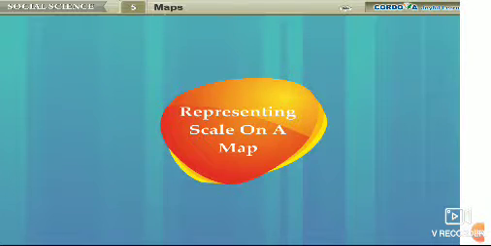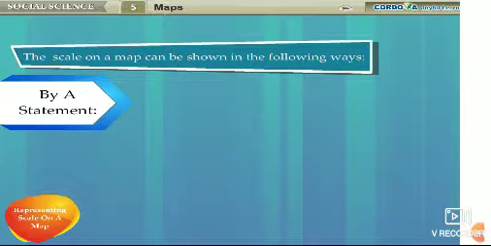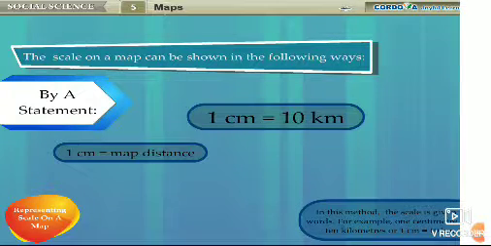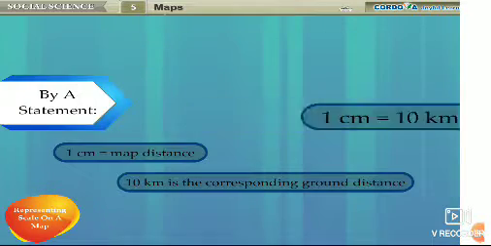Representing scale on a map. The scale on a map can be shown in the following ways. By a statement. In this method, the scale is given in words. For example, 1 centimeter is to 10 kilometer, or 1 centimeter is equal to 10 kilometer. According to this statement, 1 centimeter is the map distance, while 10 kilometer is the corresponding ground distance. This is an easy method of representing distance.